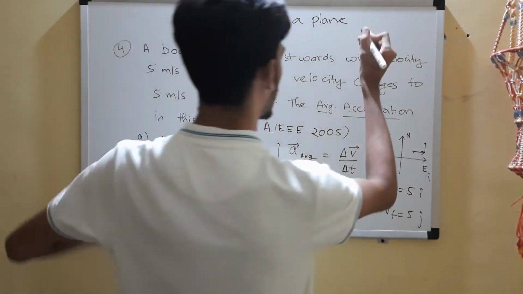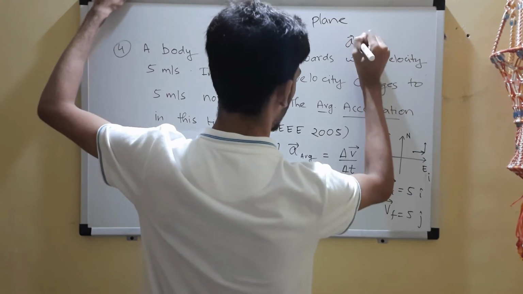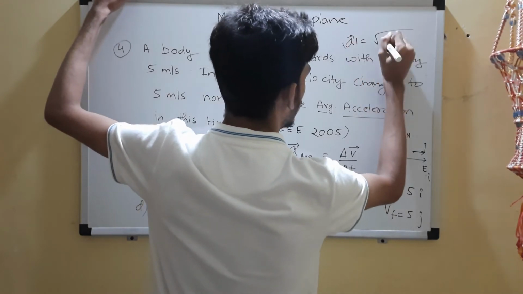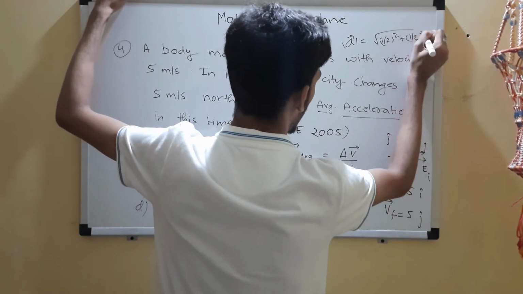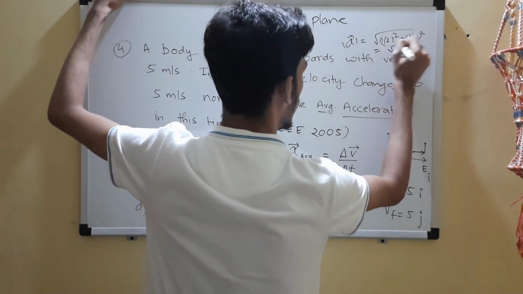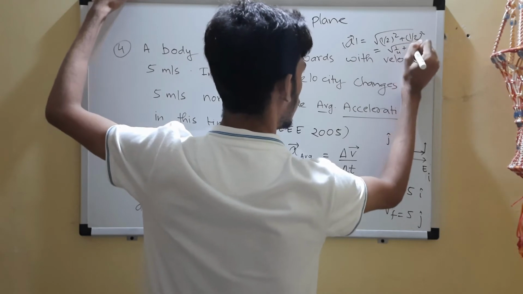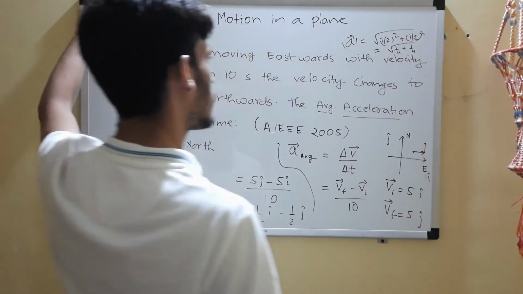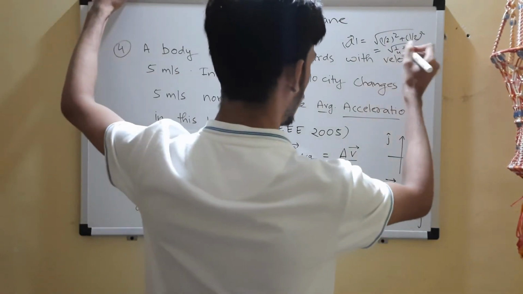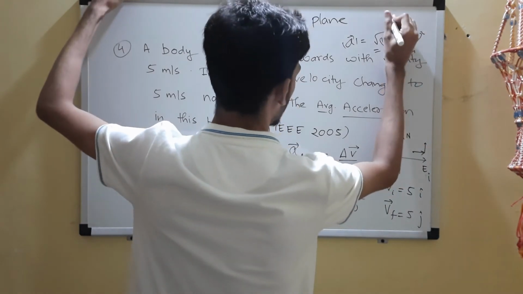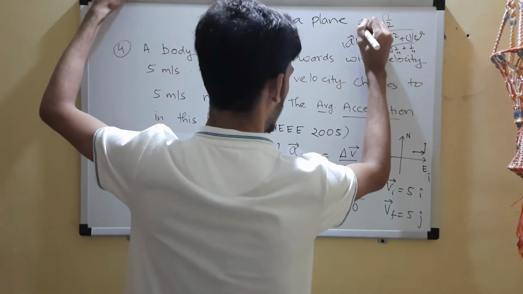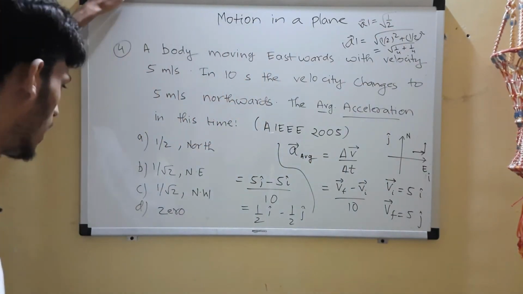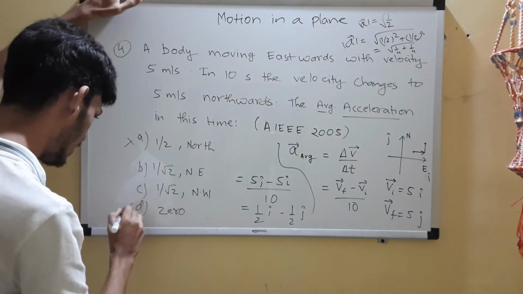Just add the squares of their coefficients. So half squared plus half squared, so that is 1 by 4 plus 1 by 4. That gives 1/4 plus 1/4 is half. So as I said, the magnitude of the acceleration is 1 by root 2. So this option is not correct.